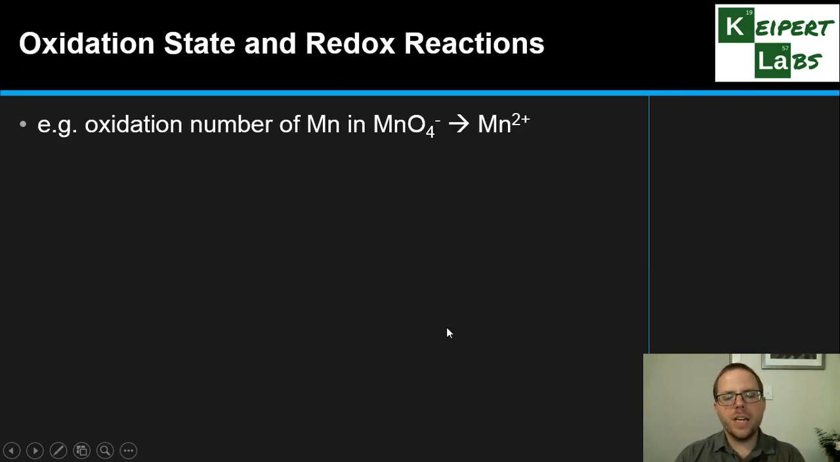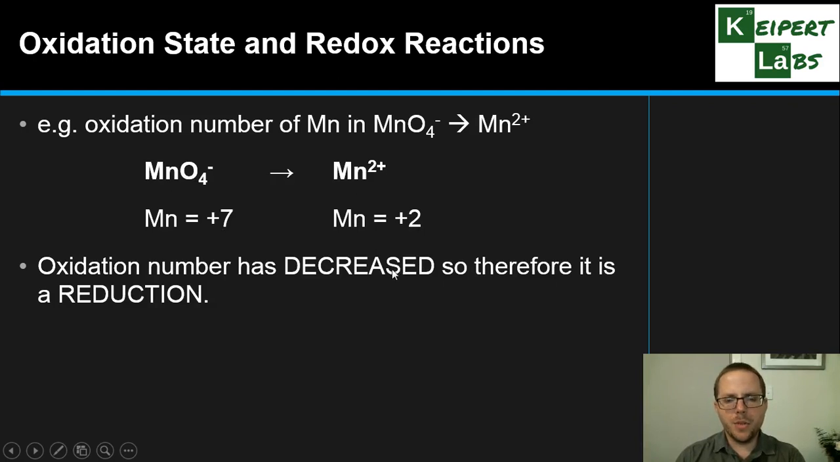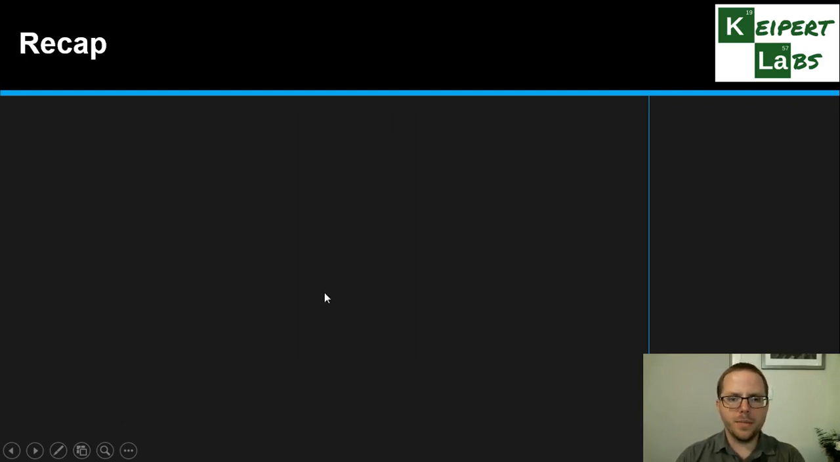Okay, if we look at the oxidation state of manganese in permanganate going to manganese 2+, we worked it out before, but you could work it out fresh, that the oxidation state of manganese in permanganate is +7. Over here it's +2, so it has decreased or become more negative, therefore it was a reduction. So to go from permanganate to manganese 2+ is a reduction process.